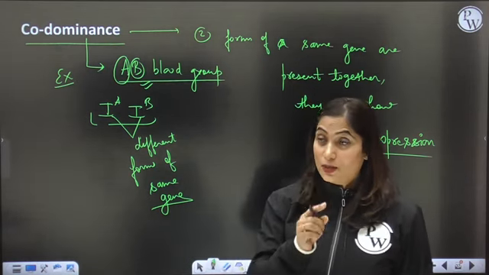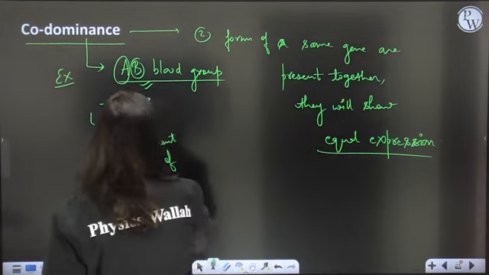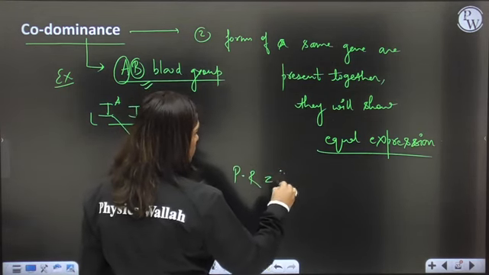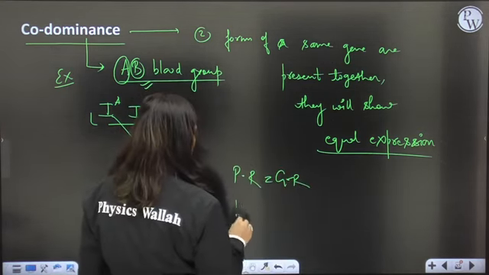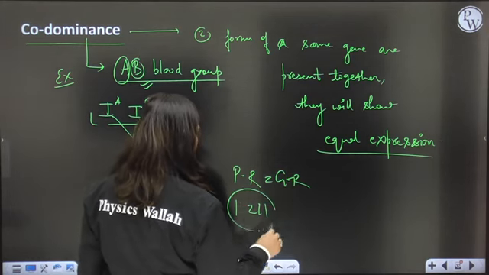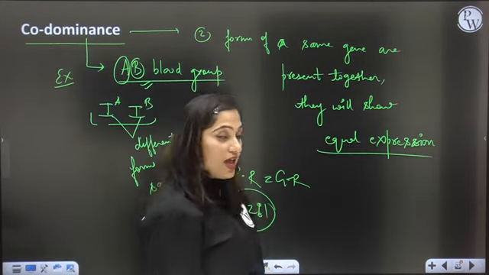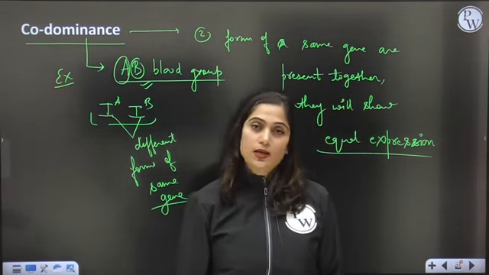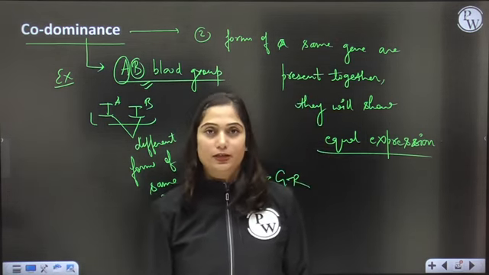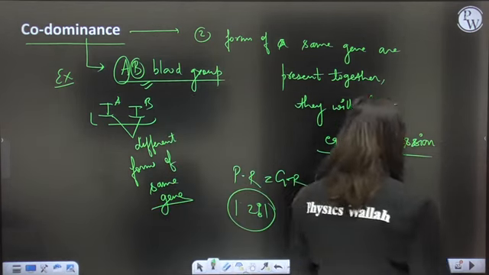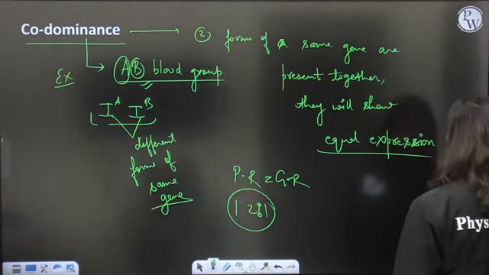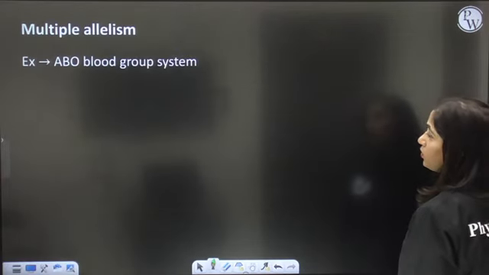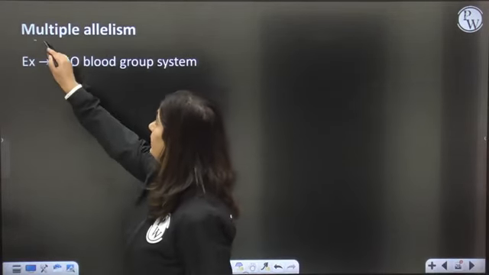And here also, remember beta, in codominance the PR is equal to GR. That is 1:2:1. So how many cases do we have now where PR is equal to GR? Test cross, incomplete dominance, and codominance. Okay. Let's move further to multiple allelism.